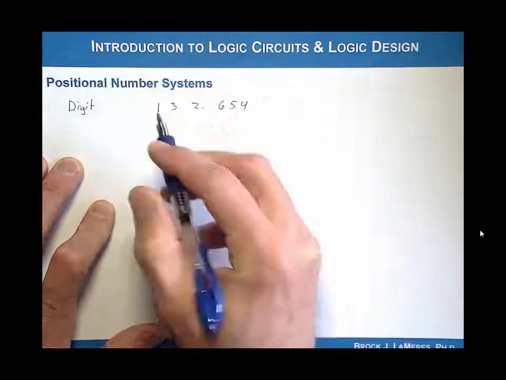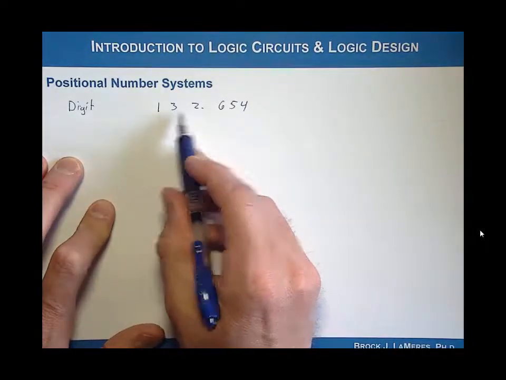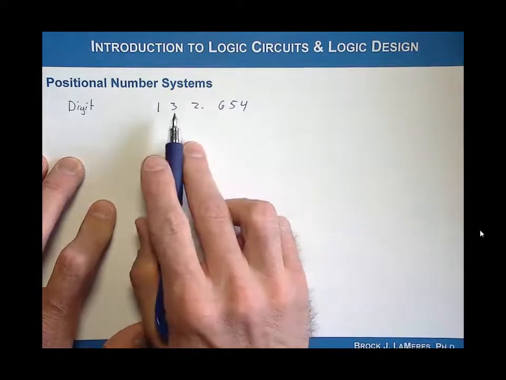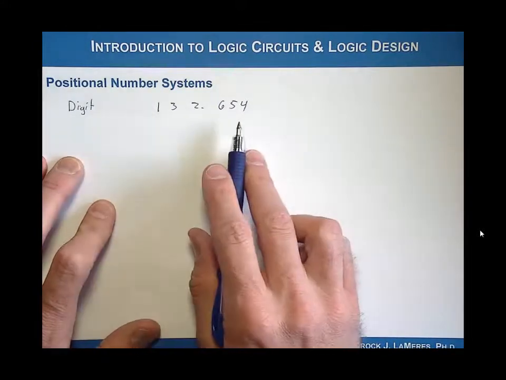132.654. I could say that 1 is a digit. So I could say digit 3 or digit 2 or digit 5. So that's the generic term for one of these symbols. So we started saying digit once we included the symbols to form a number.